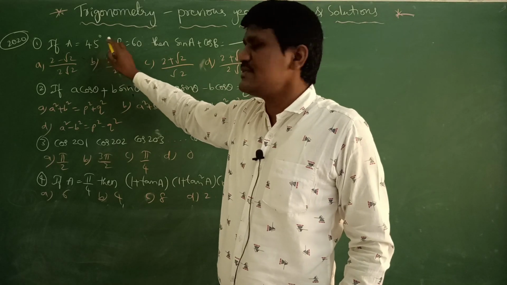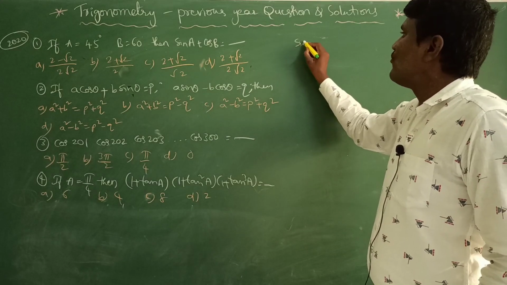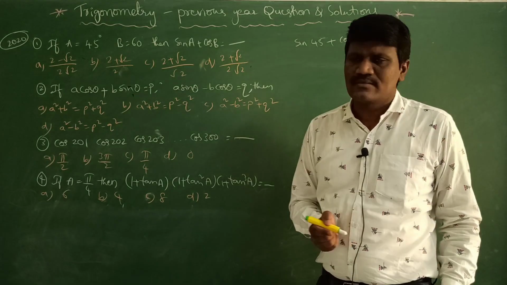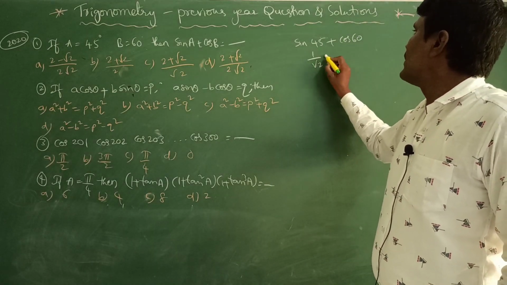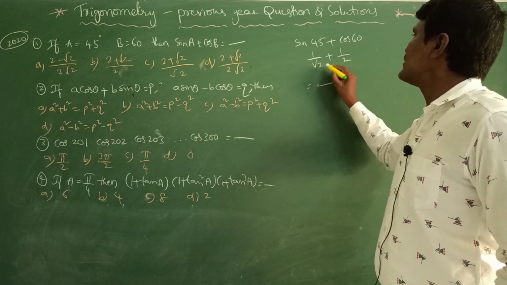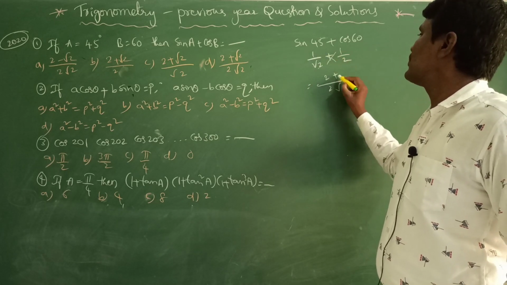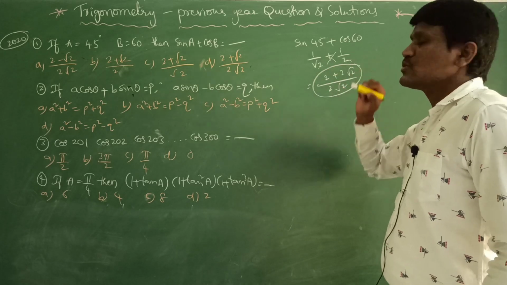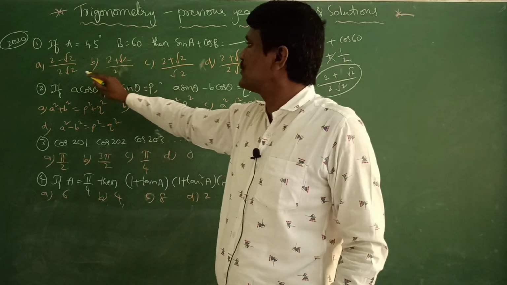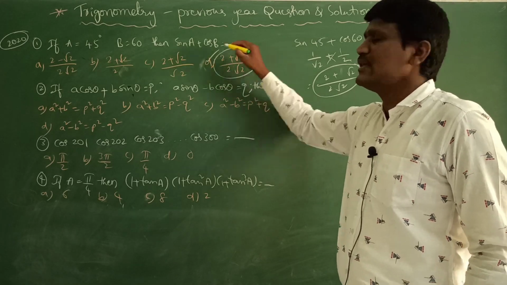A is given as 45 degrees, B is 60 degrees. Then if you substitute here, sin 45, and B is what? Cos 60. Simply substitute, you will get the answer. So sin 45 is 1 by root 2 plus cos 60. Cos 60 value is 1 by 2. If you take the LCM, 2 root 2 is the LCM, and cross multiplying, 2 plus root 2. So the answer is 2 plus root 2 by 2 root 2. Which option is that? It is option D.